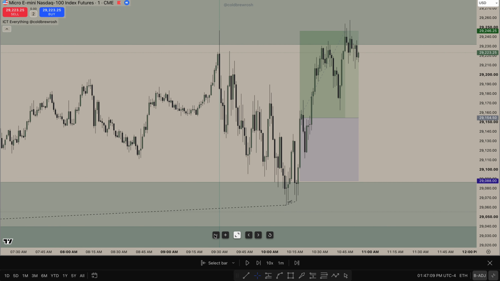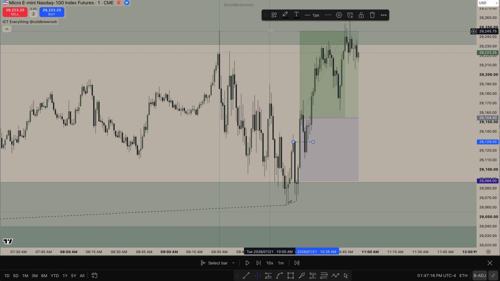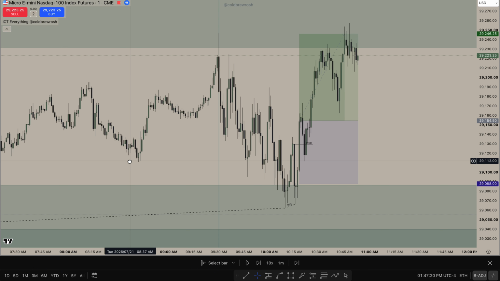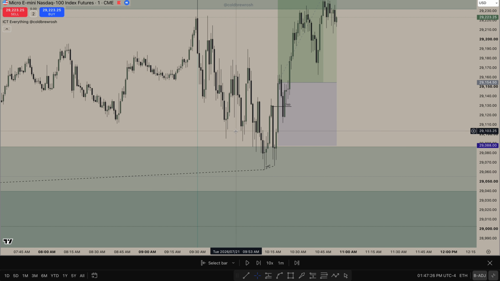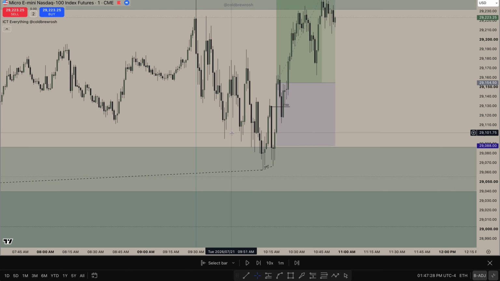So we have the inverse fair value gap right here, and then we have the change in the state with the higher time frame alignment going to another higher time frame balance. It's just the natural flow of price, and we also have manipulation. So it all comes together very nicely when you use it.